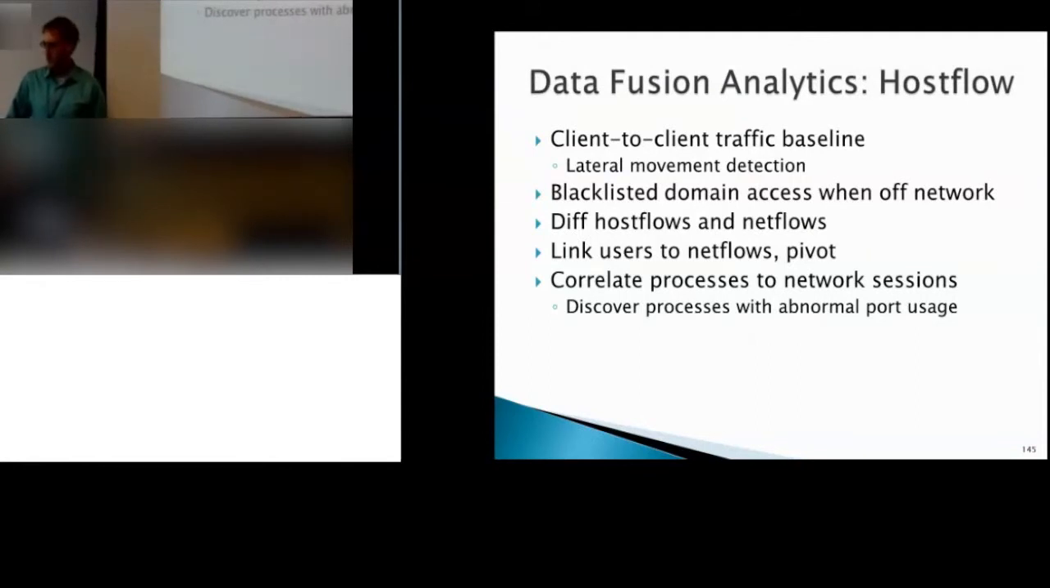Correlate processes and network sessions. One possible thing you could do with that is look for processes with unusual port users. So if 99% of your Firefox users use Firefox to go to ports 80 and 443, and one user uses Firefox to go to port, you know, 5678 or 9, what's going on there? That's weird. There's a lot of different things you could do under that heading, in that general vein. Because you've got NetFlow information linked with process information linked with user information, you can do a lot of this sort of one-of-these-things-is-not-like-the-others anomaly detection.